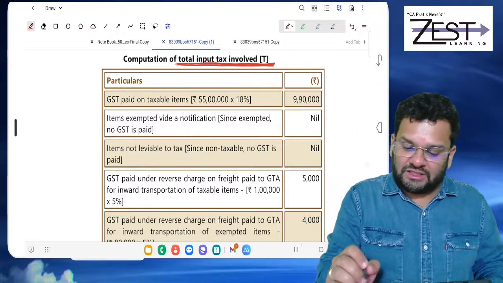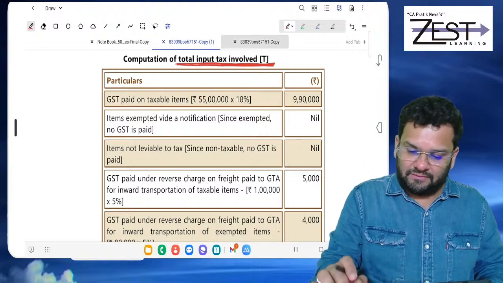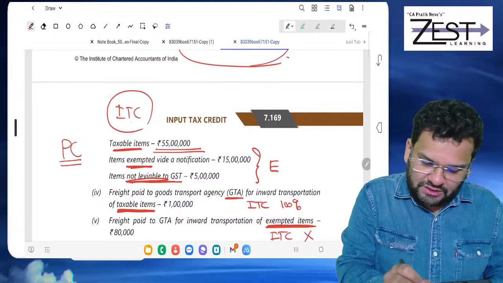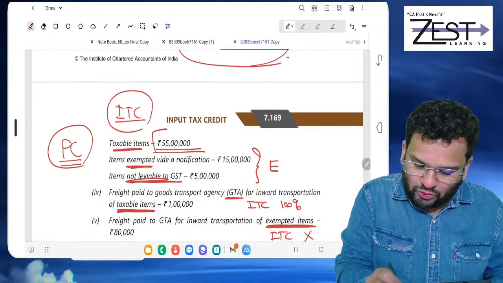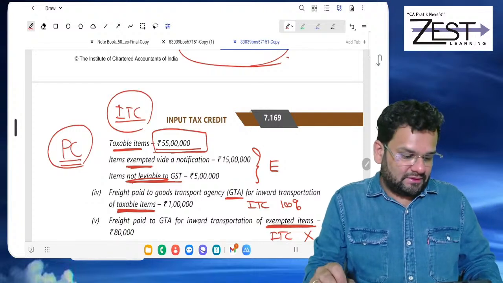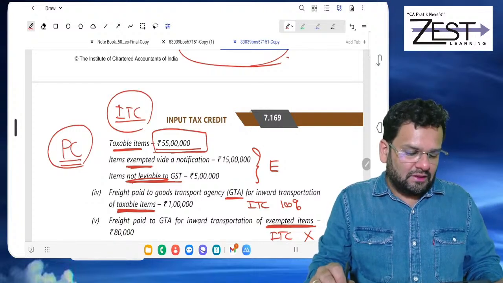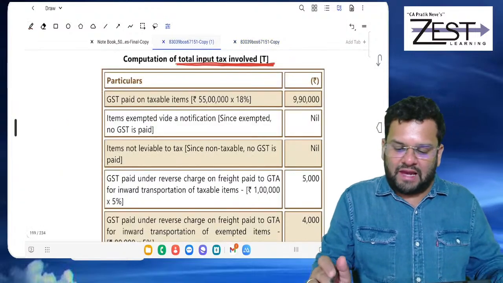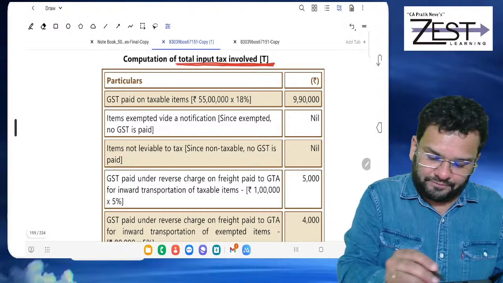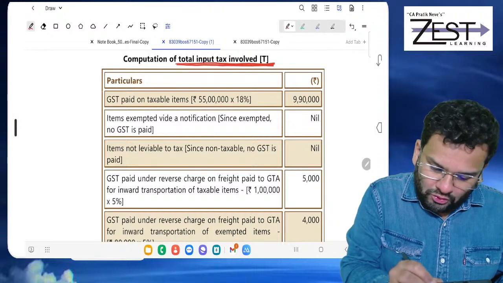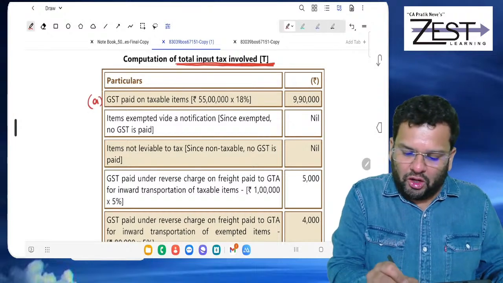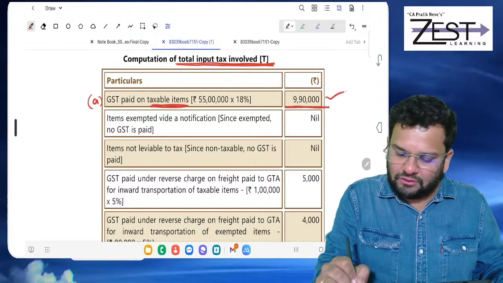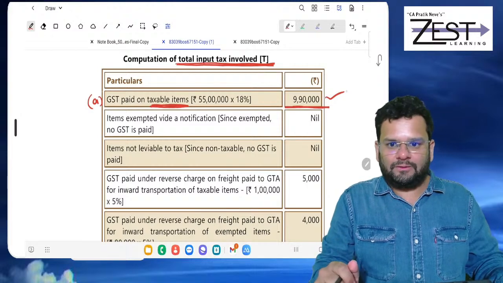Your purchases are of 55 lakhs. Did you get it? This is taxable items purchased. Purchase cost is given, I told you. It is of 55 lakhs. Can you take on your calci 55 lakh into 18%? What is 55 lakh into 18%? So, GST paid on taxable items 9 lakh 90,000. Did you get it?